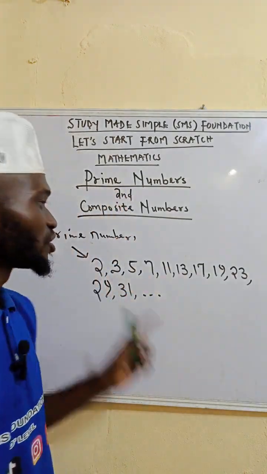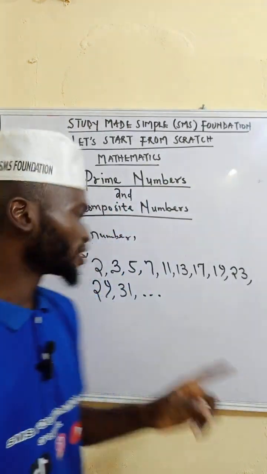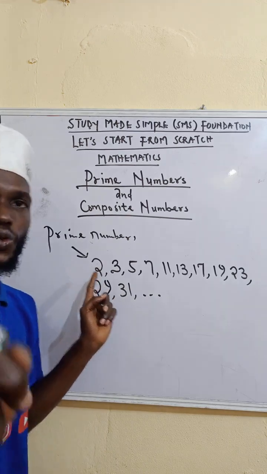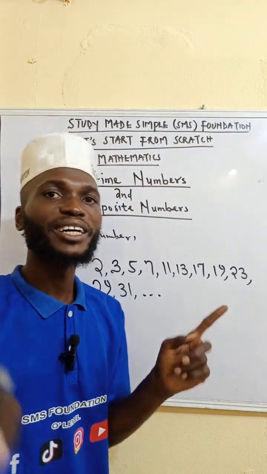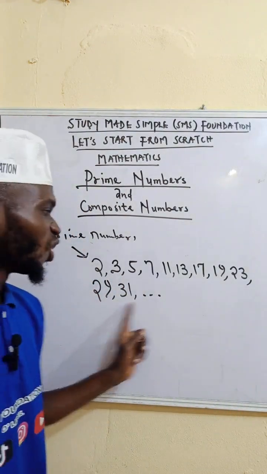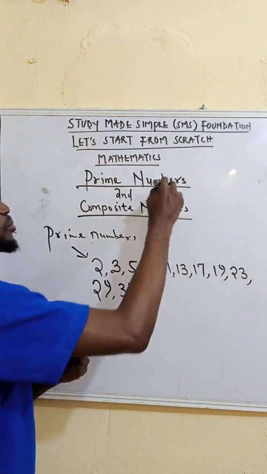Another fact that you need to know, out of all of the prime numbers of this world, it is only 2 that is even among them. So 2 is the only prime number that is an even number. Every other one is an odd number. That's another fact to take note of. We are done with prime numbers.